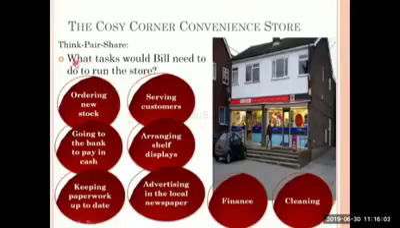What tasks would Bill need to do to run the store? These are the tasks or the roles or the responsibilities of Bill that he is performing in the store. First is ordering new stock, going to the bank to pay in cash, keeping paperwork up to date, serving customers, arranging shelf displays, advertising in the local newspapers, finance, and cleaning. These are all the responsibilities that Bill is performing in the store.